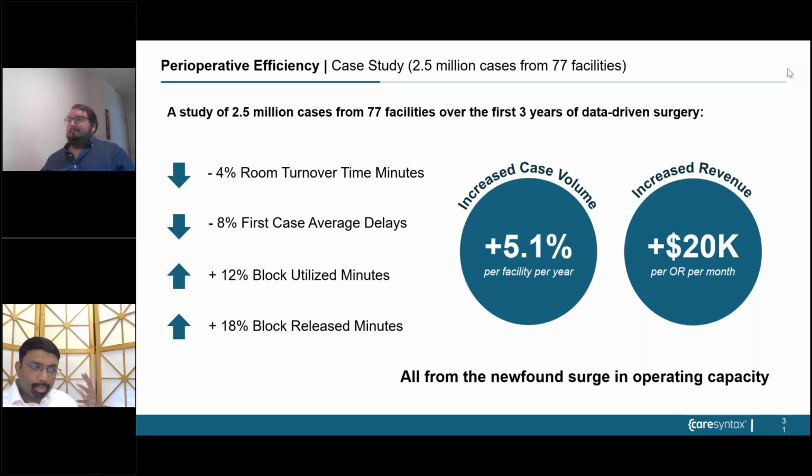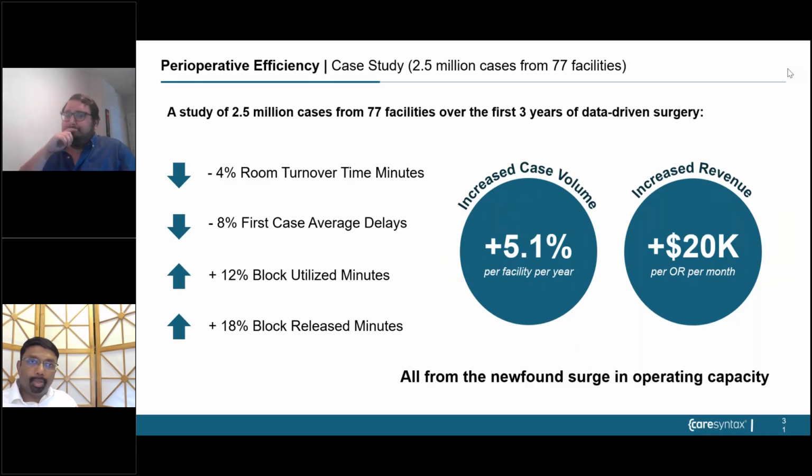We have found that using data-driven surgery approaches like what you just heard, you can start reducing room turnover by about 4%. You can increase your first case starts. You can increase your block utilization by about 12%. And really increase case volume overall by about 5%, resulting in about 20,000 per OR per month. All of this is kind of newfound operating capacity without having to build new operating rooms.